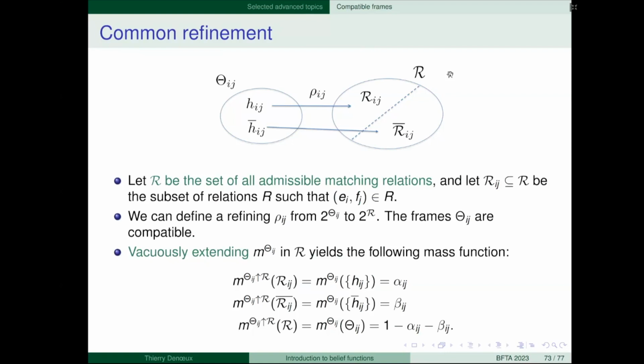So to say that objects i and j are the same is the same thing as to say that the matching relation is such that these two objects are matched. So hypothesis Hij corresponds to the subset Rij, a set of matching relations. So R is a refinement of theta ij. We can take our mass function on theta ij, defined as explained before, and compute its vacuous extension in R. So here we manipulate mass functions in the set of all admissible matching relations between the two sets. Here, a remark is that that set can be very, very large.